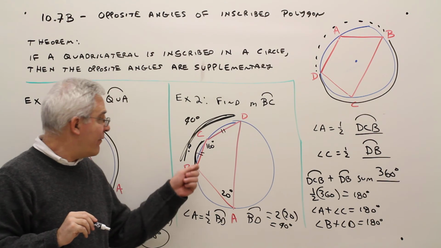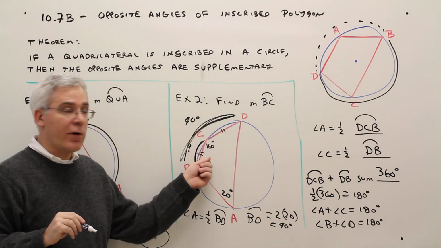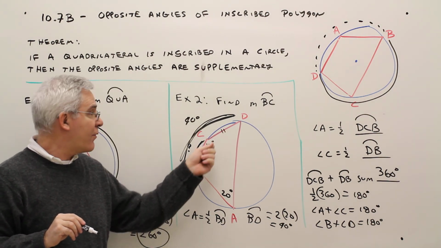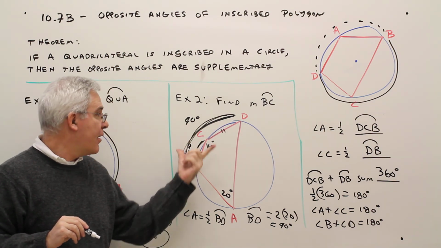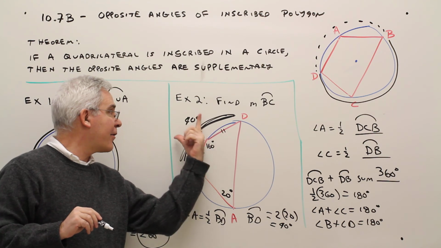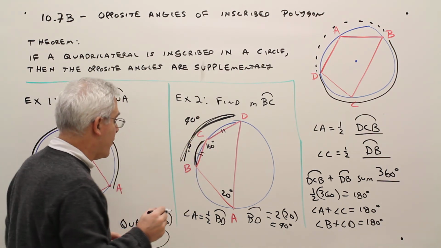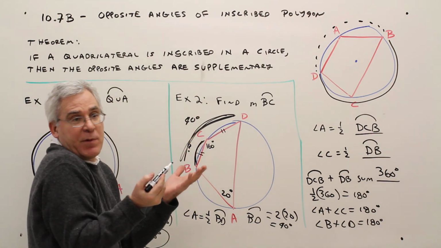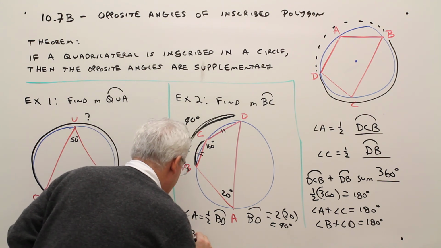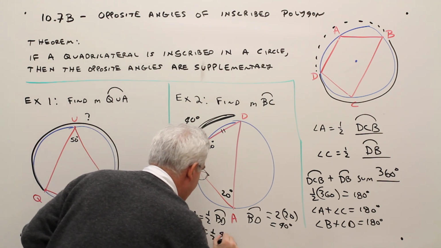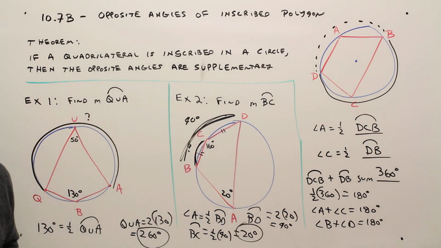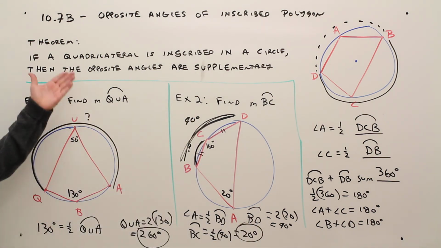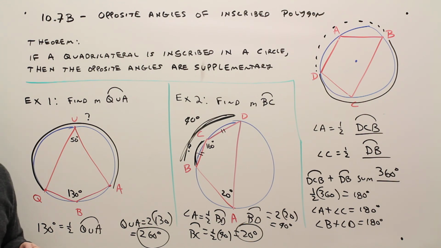Well, we were also given these two chords were congruent. So if these two chords are congruent, then of course these two arcs are congruent. So I've got two congruent arcs that sum to 40. So arc BC must be half of that. So BC equals 1/2 of 40 equals 20 degrees. So there you have it. A theorem on a quadrilateral inscribed in a circle and 2 basic examples applying it.